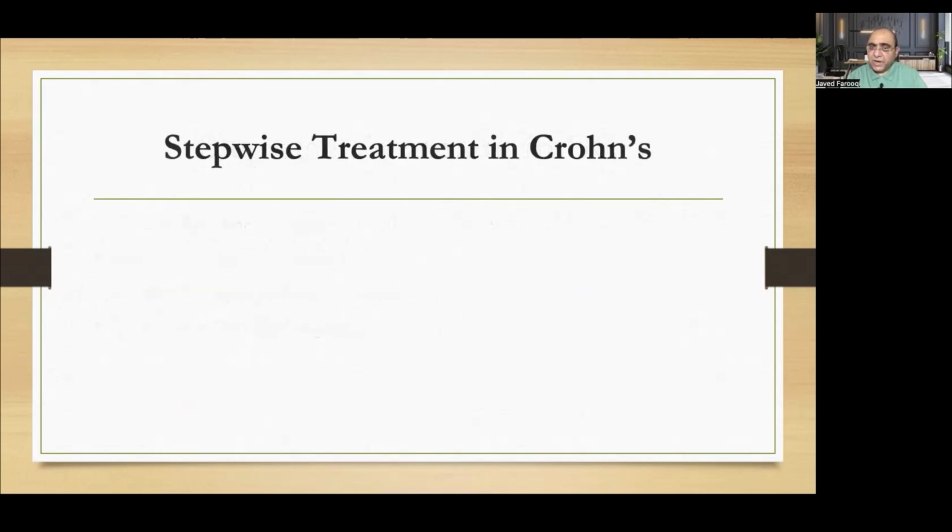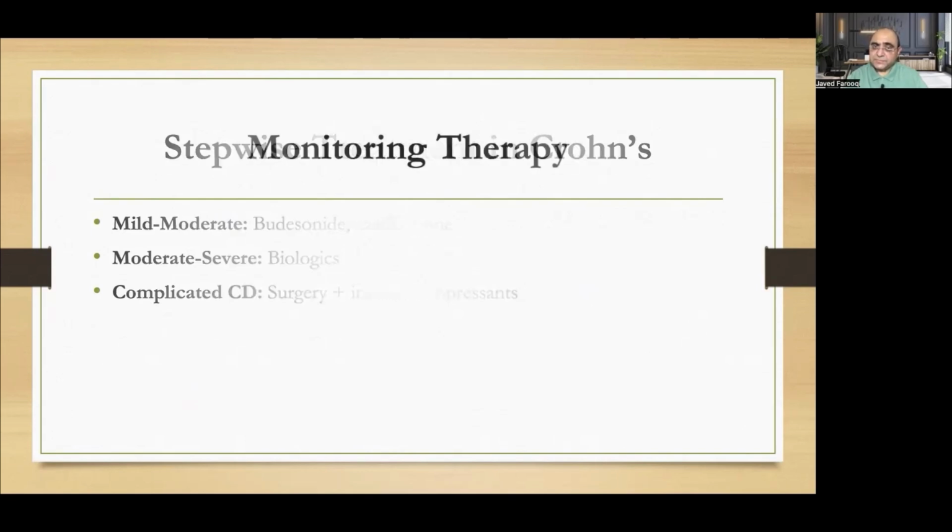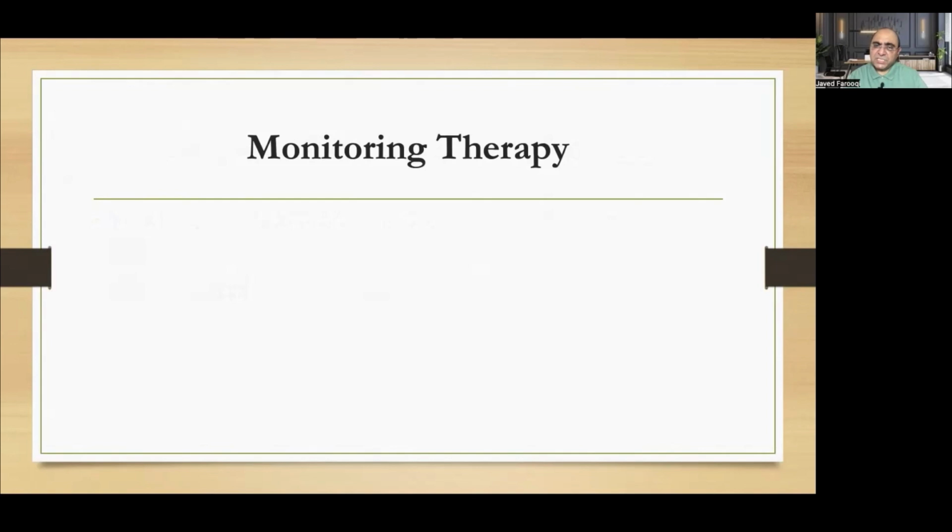Same is the stepwise treatment in Crohn's disease. In mild to moderate, budesonide and azathioprine are given, and in moderate to severe, biologics are given. And in complicated Crohn's disease, surgery and immunosuppressants are given. Remember, in the next lecture, we will be seeing whether the stepwise treatment approach is the right one or should we do something else. Monitoring therapy is again very important.